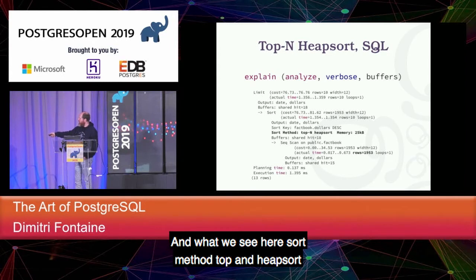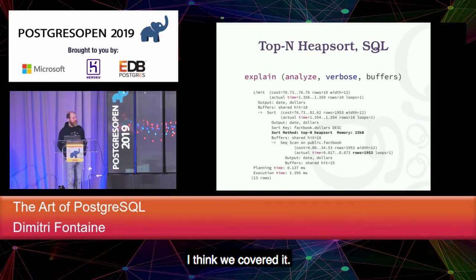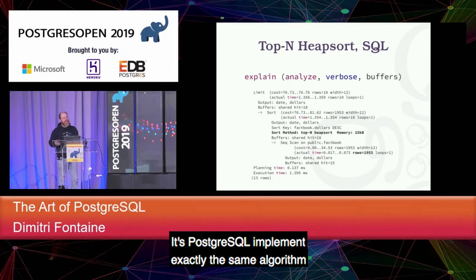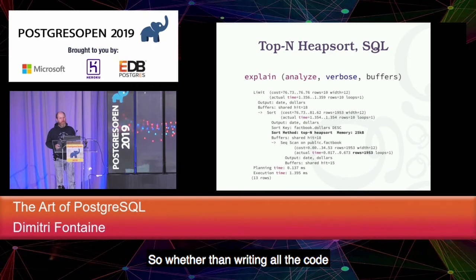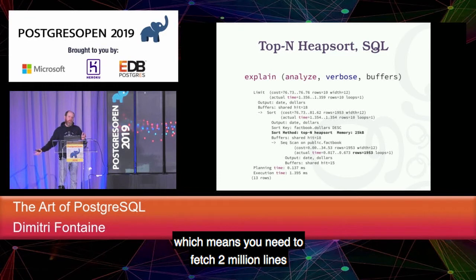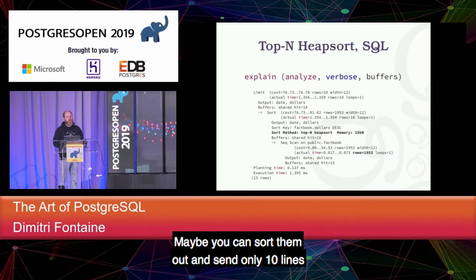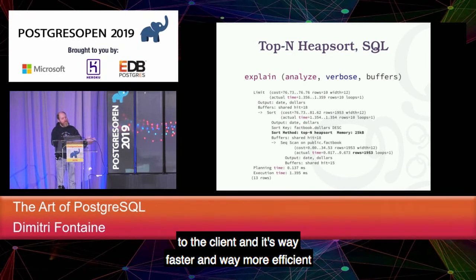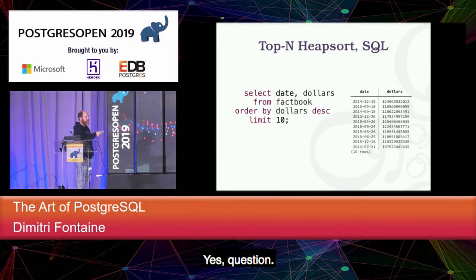And what do we see here? Sort Method: top-N heapsort, using this amount of memory. I think we covered it: PostgreSQL implements exactly the same algorithm as what we did manually in Python before. So rather than writing all the code that does exactly that client-side, which means you need to fetch 2 million lines before you do anything and then sort them, you can sort them out and send only 10 lines to the client. It's way faster, way more efficient, and it's only 4 lines of SQL. Yes, question?